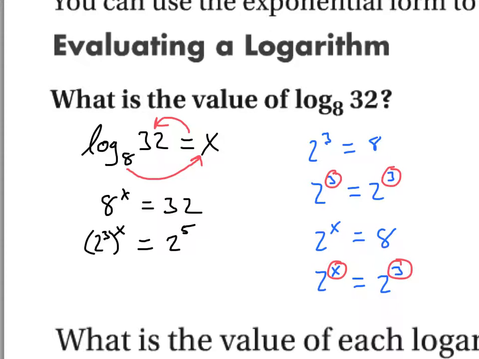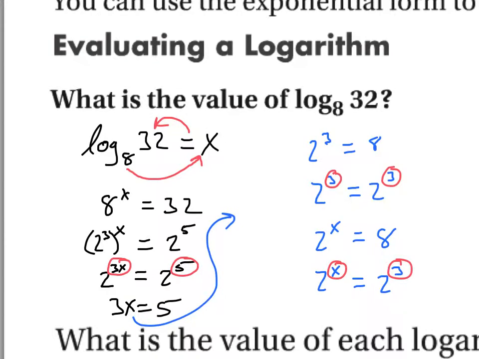Okay. So, again, thinking back to Unit 5, rules of exponents, if I have an exponent raised to an exponent, what do I do with those guys? I multiply them. So I have 2 to the 3x power equals 2 to the fifth power. That means that 3x must equal 5. And I ran out of room there, so I'll bring it up here. So if 3x equals 5, to solve for x, I simply divide by 3. x equals 5/3.